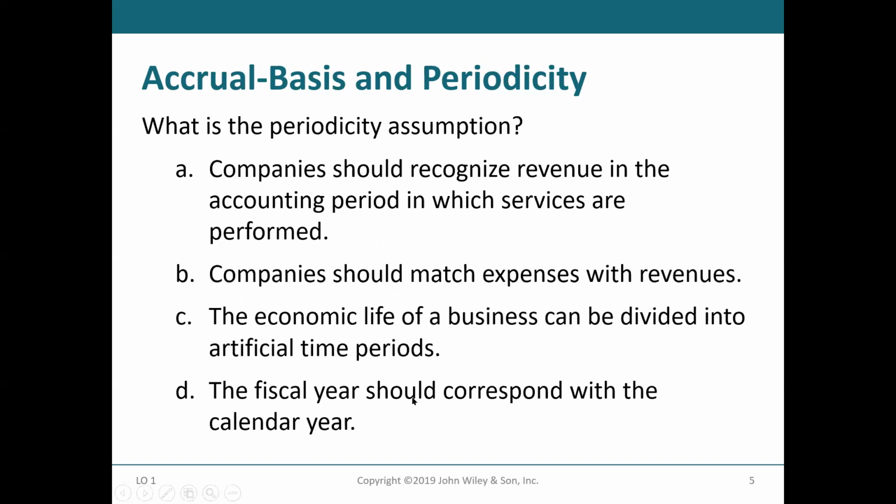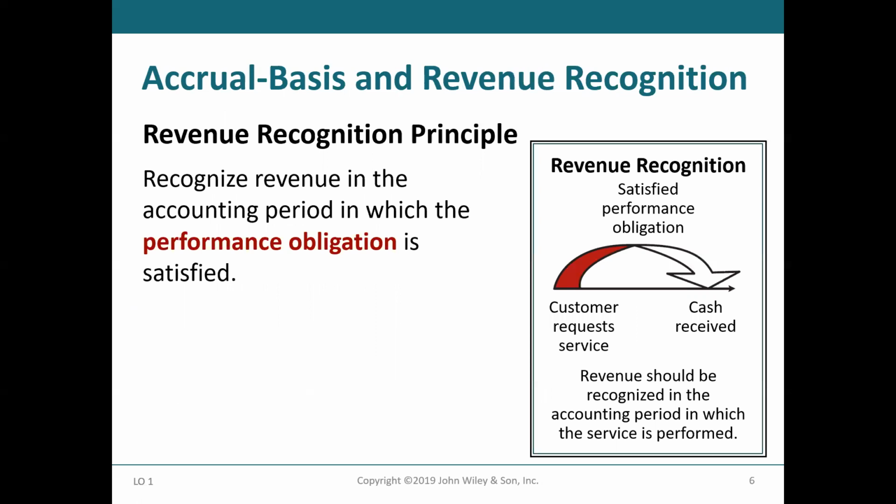My goodness, D is totally wrong. The fiscal year should correspond with the calendar year. That is 100% wrong. The fiscal year can be whatever 12 months you choose. I don't know how that could have got past the censor. Oh, okay, that was the question. What is the periodicity assumption? The economic life of the business can be divided into artificial time periods, okay?